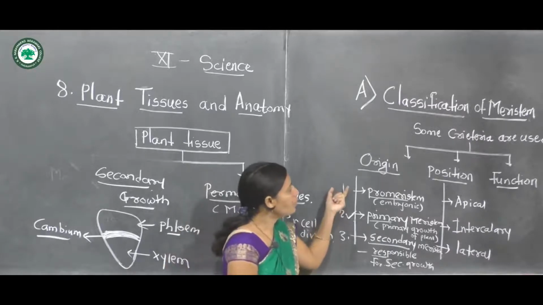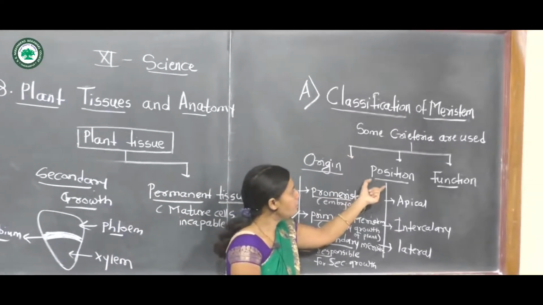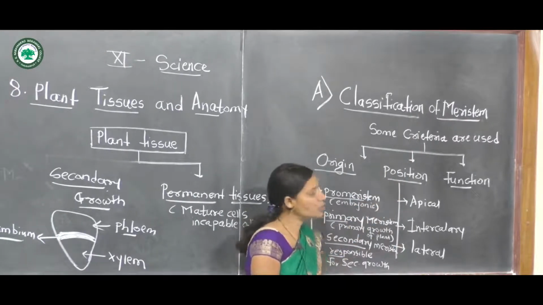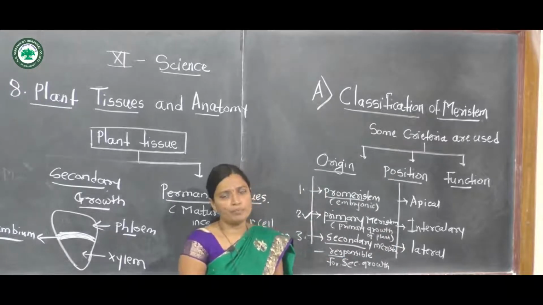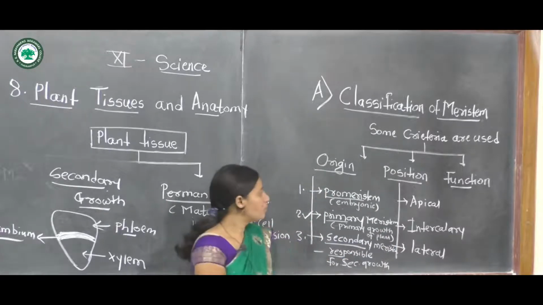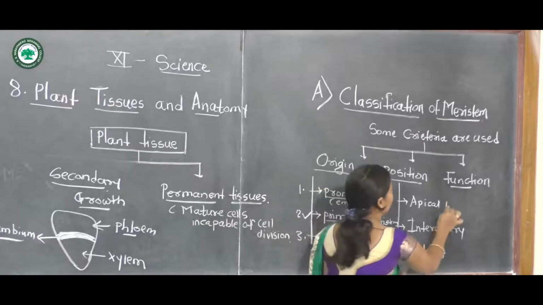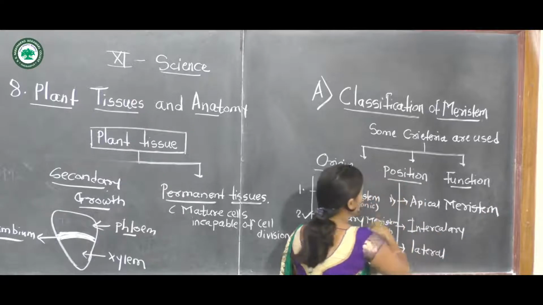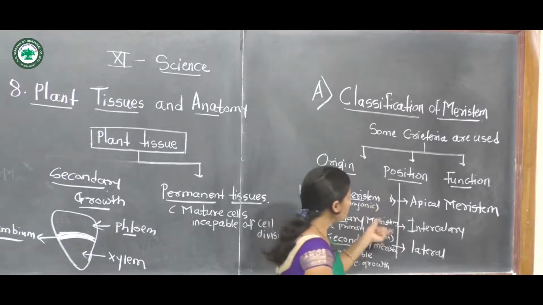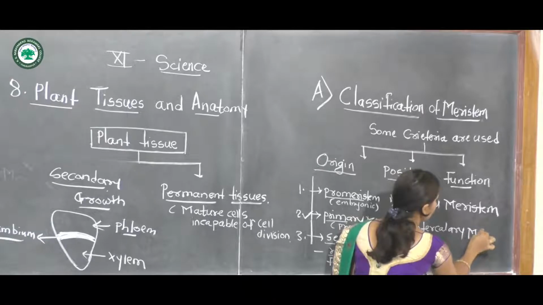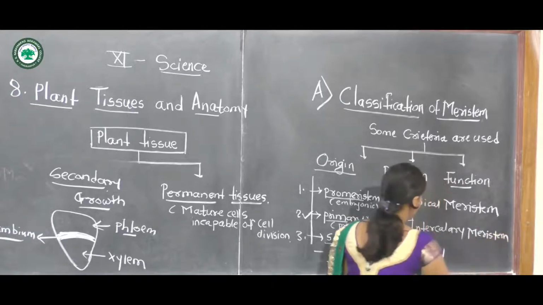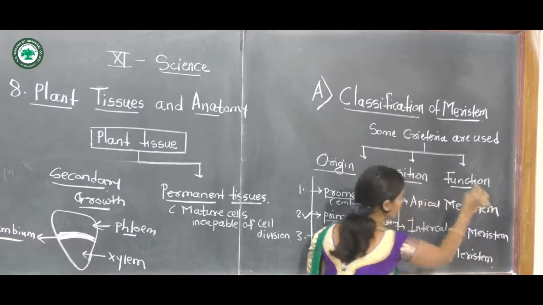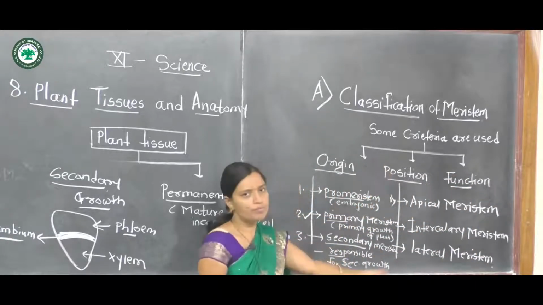Now the next type of meristem classification uses the criterion of the position of the meristem in the plant body. There are three types of meristem. The apical meristem is the first type according to position. The second type is the intercalary meristem, and the third type is the lateral meristem. These are the three types of meristem according to position.